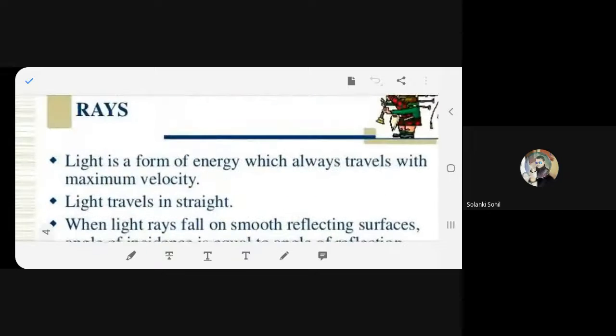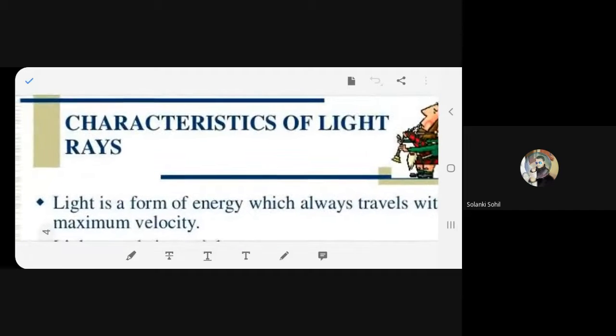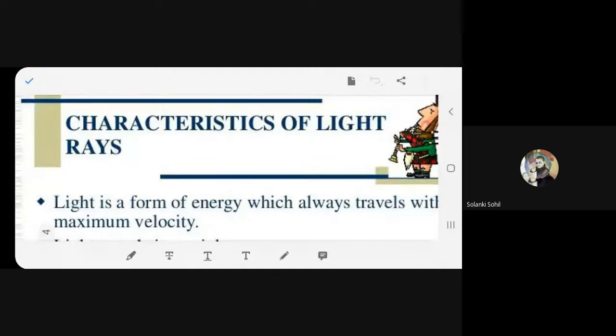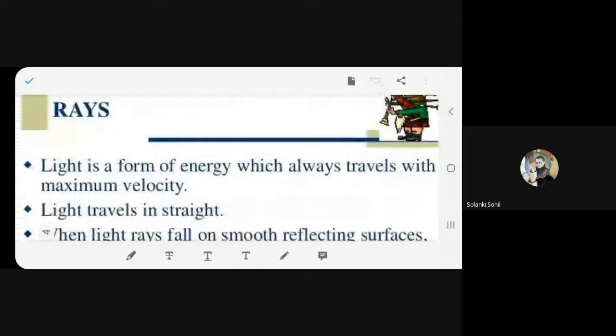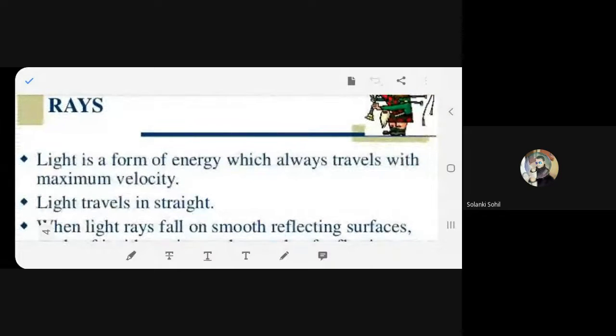So now I will explain to you everything. Now, what are the characteristics of light rays? What are the features of light rays? First, we know that it is a type of energy and it travels very fast. It has a maximum velocity. You can see the sun is so far away from us.